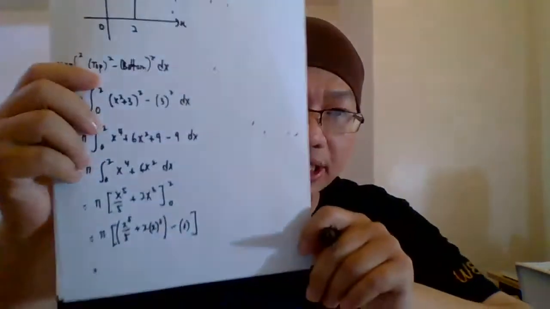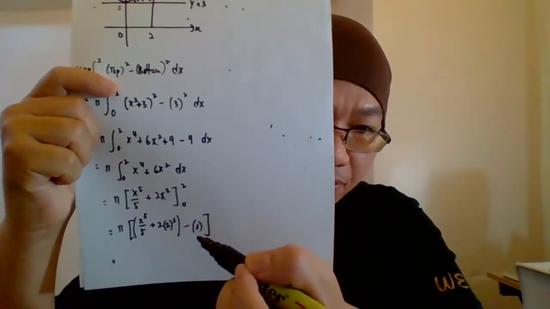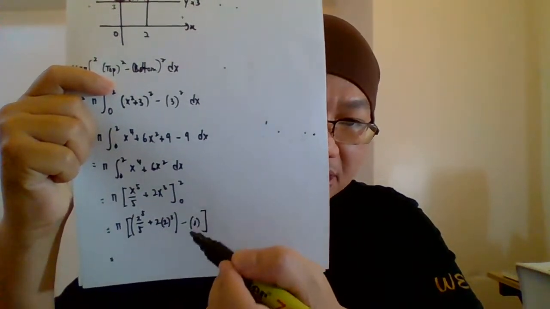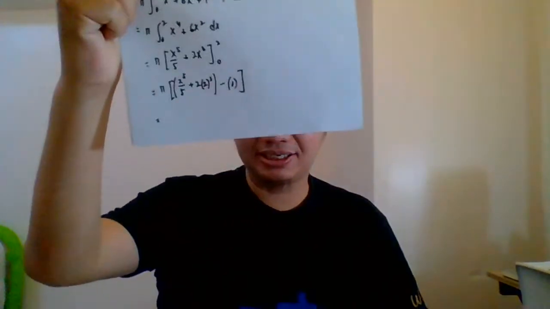Okay, calculate now. So 2 power 5 over 5 plus 2 times 2 cubed, minus 0 over 5 plus 2 times 0, which is also 0. When you sub the limit 2, we get the equation, but when you sub 0, 0 over 5 plus 2 times 0 is 0. That's why I assume this is 0. So simplify this.